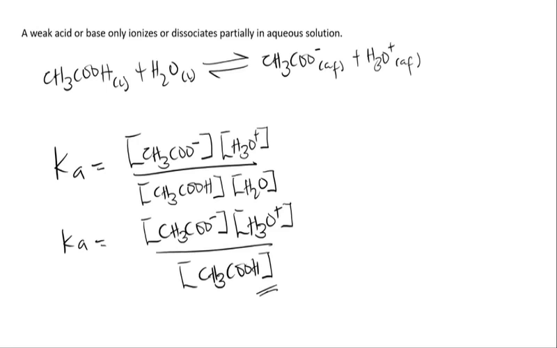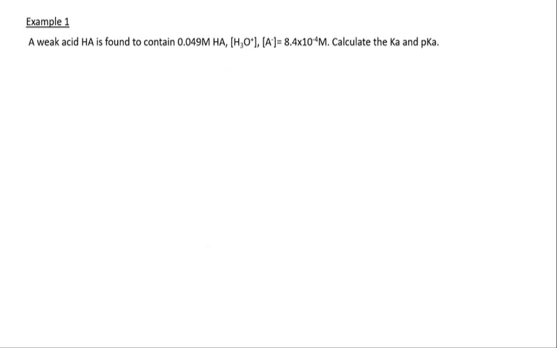So let's go ahead and look at an example. Example number 1. A weak acid HA is found to contain 0.049 molar HA. The concentration of the hydronium ion and then A minus ions is equal to 8.4 times 10 raised to the power negative 4 molar. We are to calculate the Ka and then the pKa of this particular acid HA.